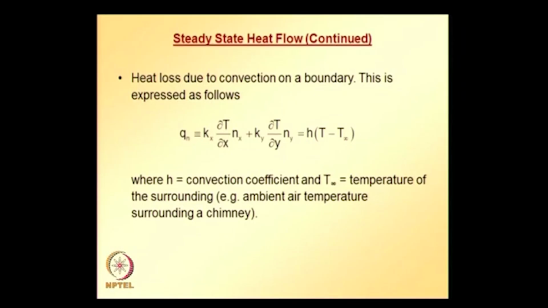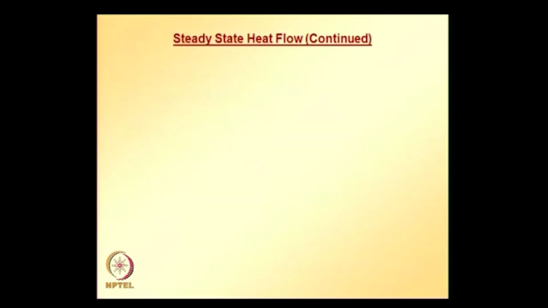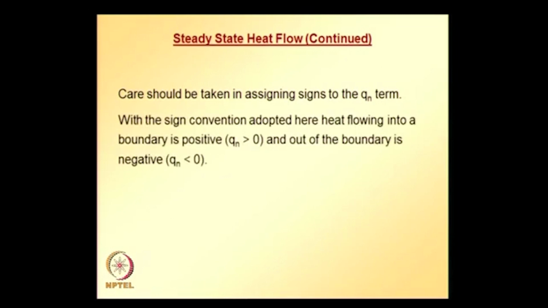So, we have two kinds of boundary conditions. Irrespective of the boundary conditions, what we need to do is compare the corresponding equation with the equation of the general 2-dimensional boundary value problem and identify the corresponding coefficients or parameters. One more thing, care should be taken in assigning signs to the Qn term, and the sign convention adopted is heat flowing into the boundary is positive and heat flowing out of the boundary is negative.